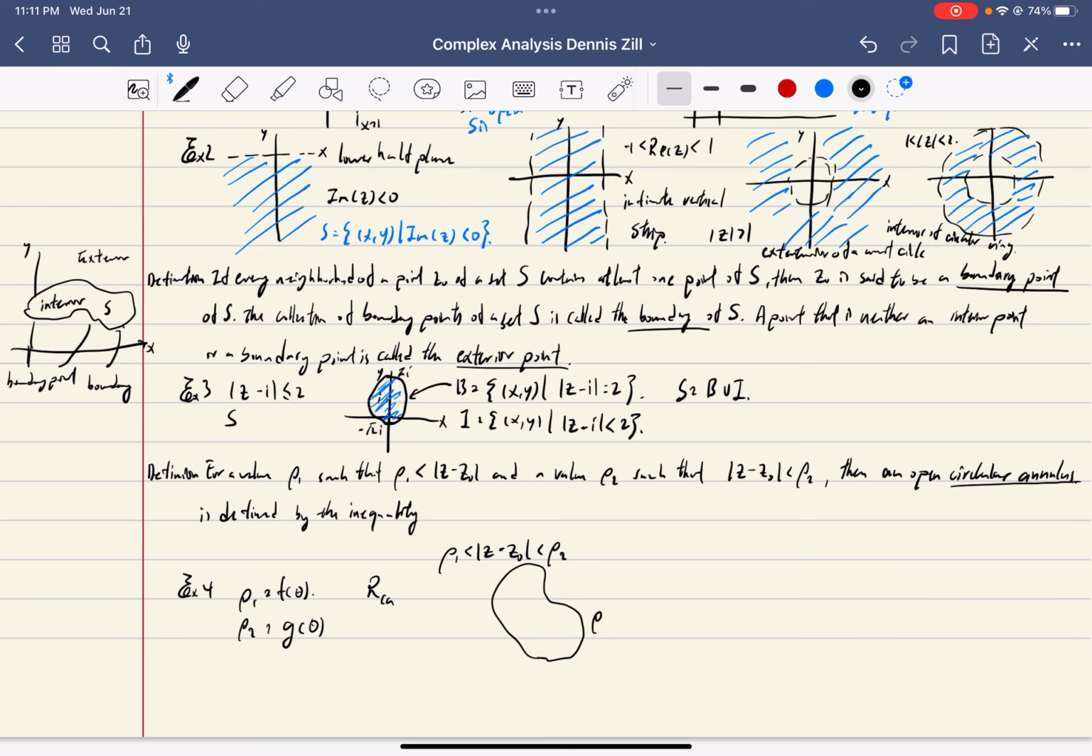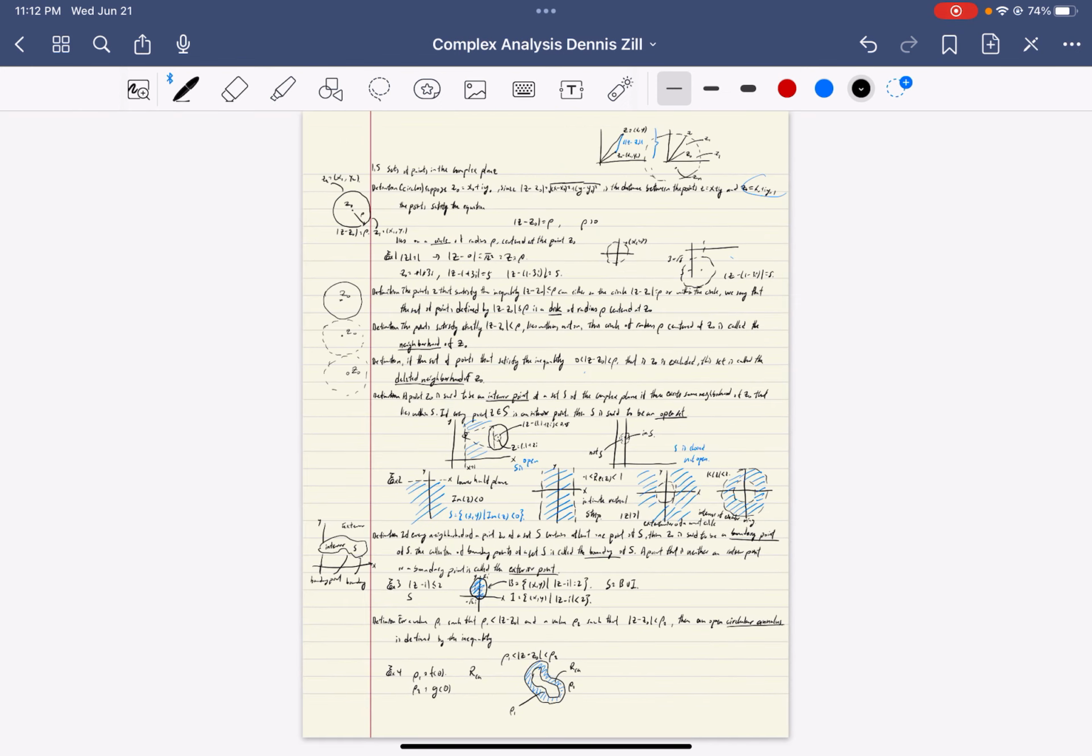So this is your rho 2, really, and then now you have something like this. Maybe like this. That looks so ugly, it looks like intestines now. Maybe like this, right? So this is your rho 1. So your RCA is this part, right? And that is example 4.